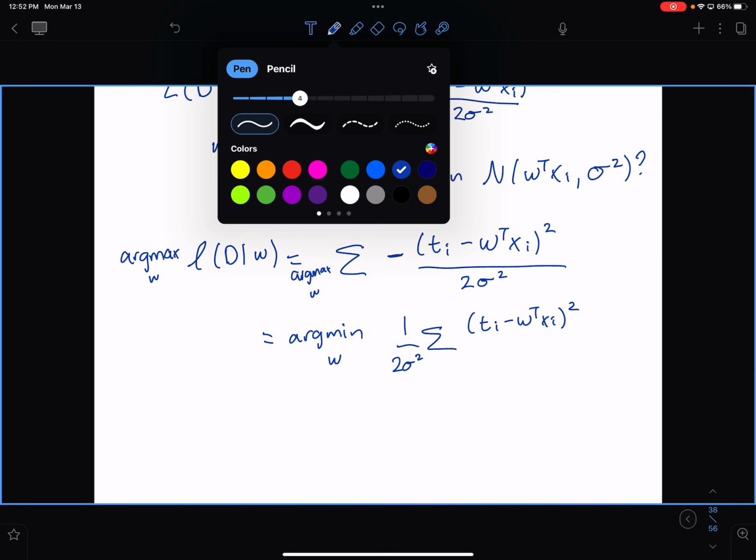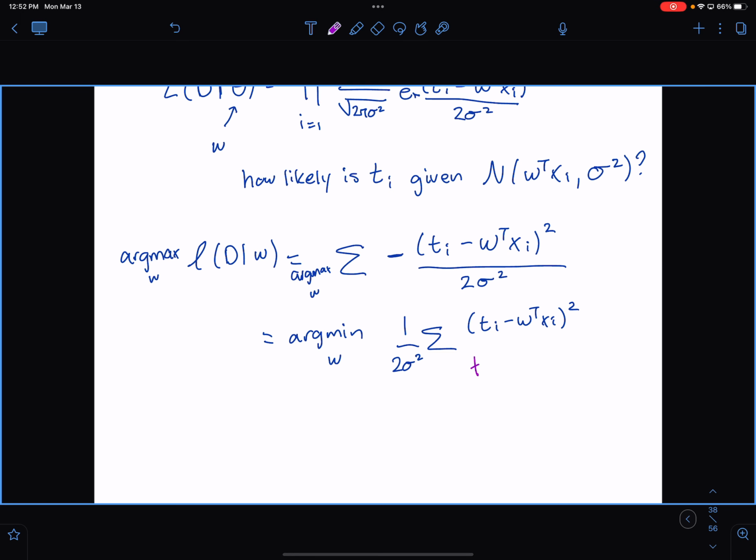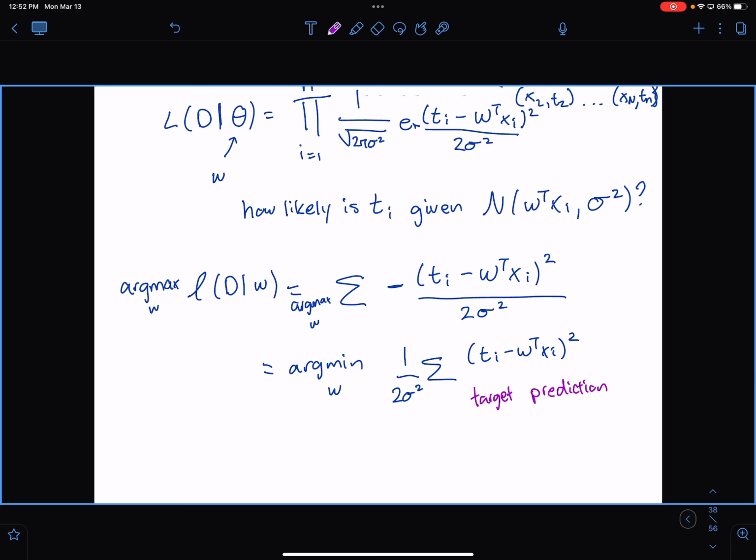If we were to be more concrete about these terms, this term is the target, and this is our prediction. So this is a cool way to show that when we were doing least squares before, what we're implicitly doing is assuming there's an underlying normal distribution that parameterizes each of the target points, and basically we're minimizing this expression to find the most likely choice of W.